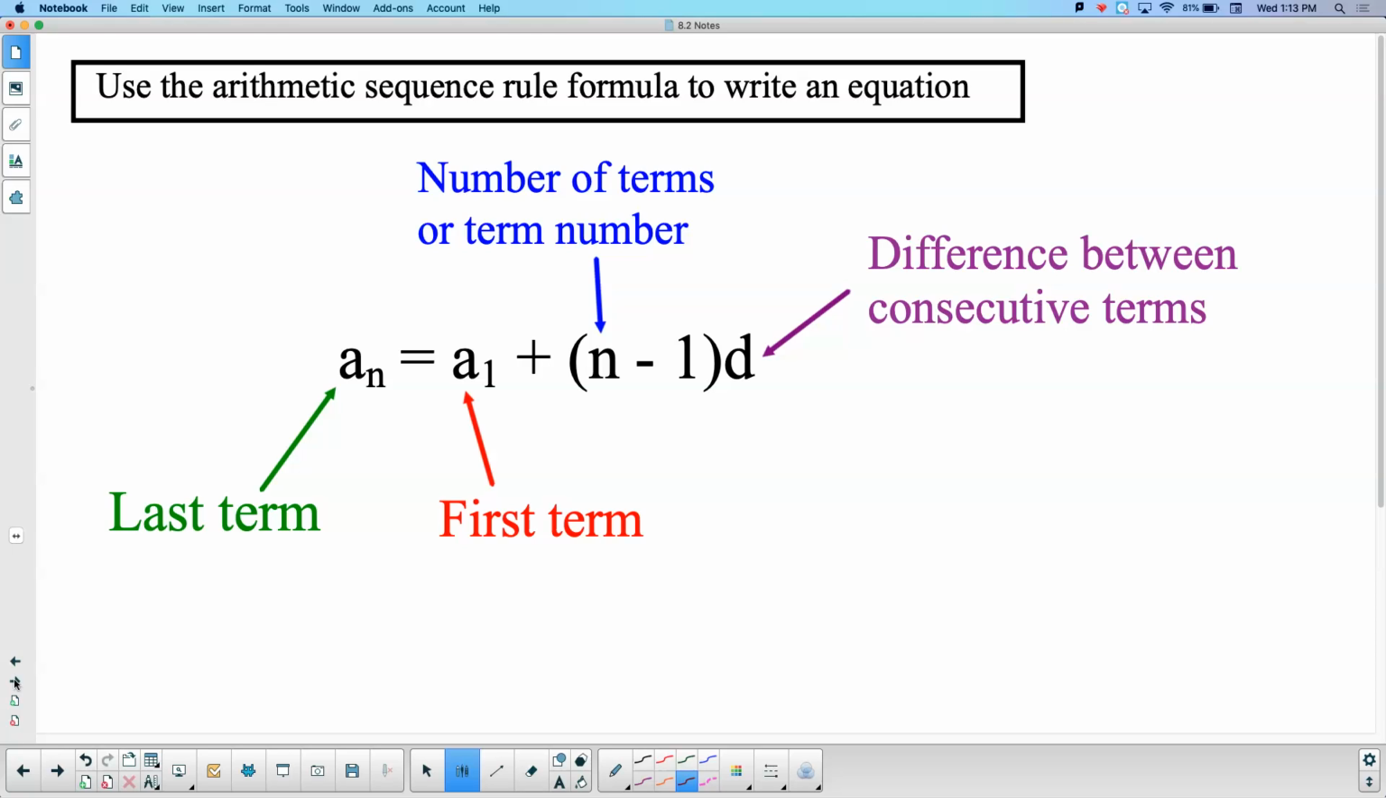Now, this first term, that's a must-have. You gotta have that in order to find the rule. You gotta know where to start in order to find the rule. This common difference, that's also a must-have.